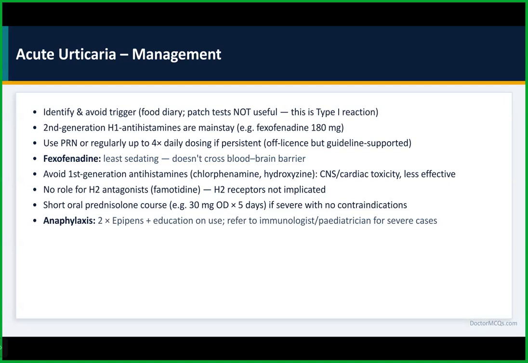And sometimes if the patient doesn't want any sedating medication, this one is the best to go for. Another is famotidine, an H2 receptor antagonist, but it is not very effective in this condition. And first-generation type 1 antihistamines are often avoided. So what you can give is just a short oral course of prednisolone, like 30 to 40 milligrams for 5 days.